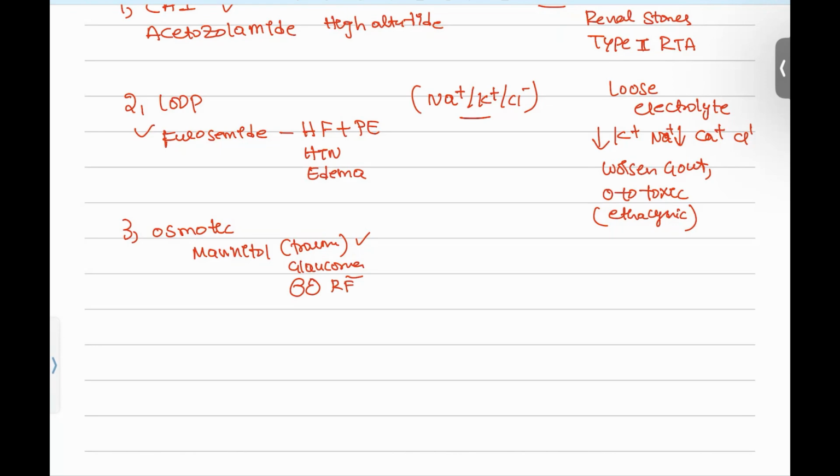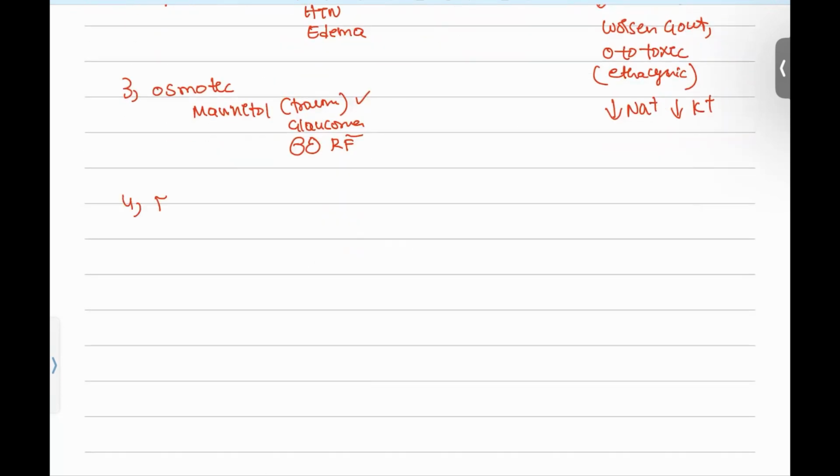And what about the side effects? Basically, the only side effects in these patients will be low potassium and low sodium. These are the only two side effects that will be seen. Next, coming to the thiazides. Hydrochlorothiazide or chlorthalidone, all these drugs are thiazides.